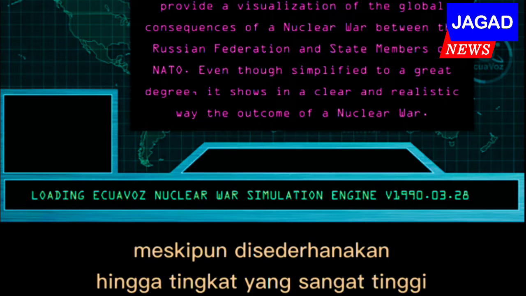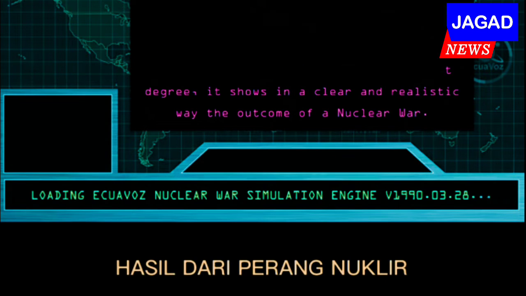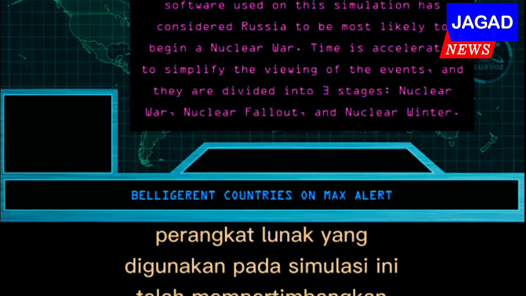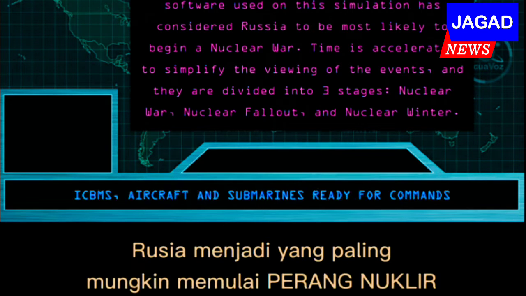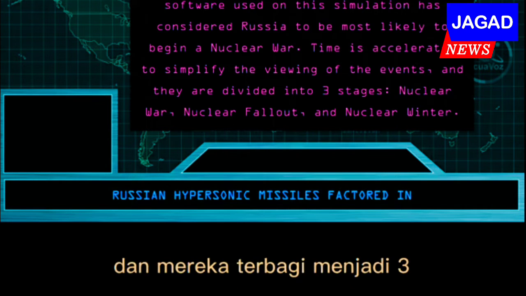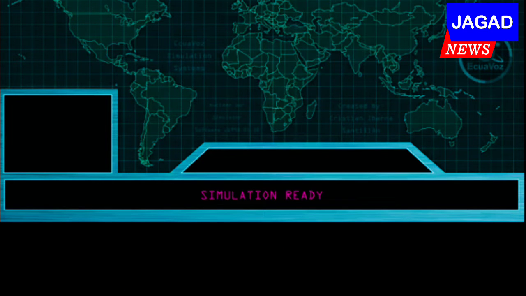Even though simplified to a great degree, it shows in a clear and realistic way the outcome of a nuclear war. Based on recent geopolitical events, the software used on this simulation has considered Russia to be most likely to begin a nuclear war. Time is accelerated to simplify the viewing of the events, and they are divided into 3 stages: nuclear war, nuclear fallout, and nuclear winter. Simulation ready.